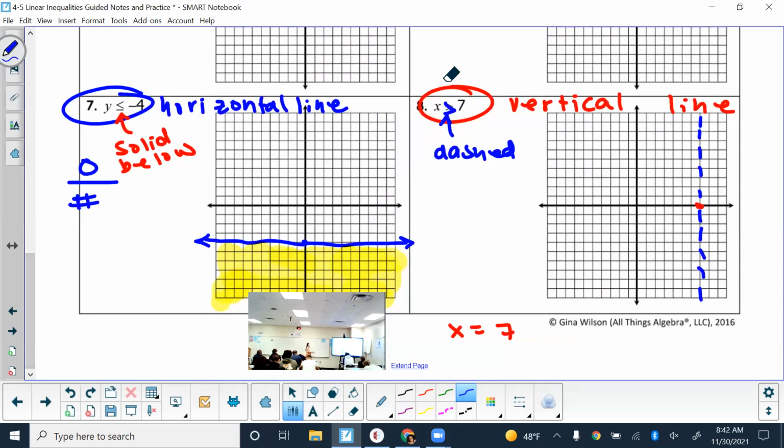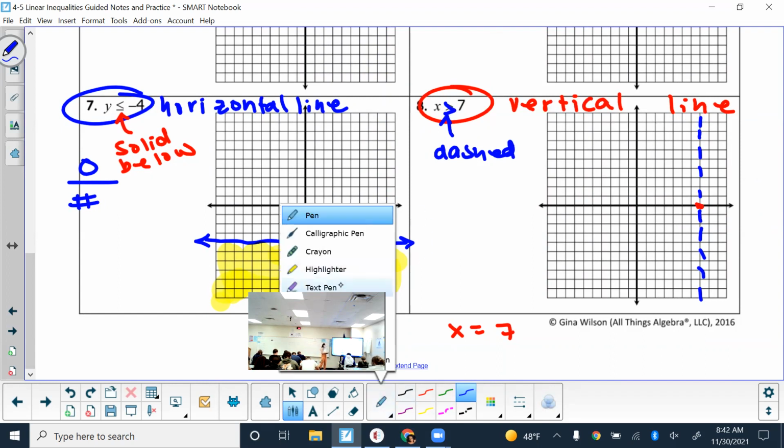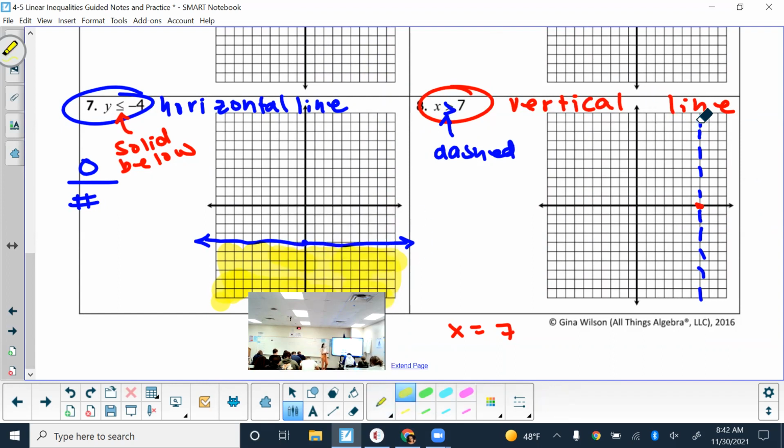So I need to shade where x would be greater than 7. Would that be these numbers to the left? Are these numbers greater than 7? No. Would to the right be greater than 7? Yes. So then we're shading that way. All right, so any questions about that? There's not really an above or below, you just have to read it. So x should be greater than 7. These x values like 8, 9, and 10 are greater than 7. Questions, comments?